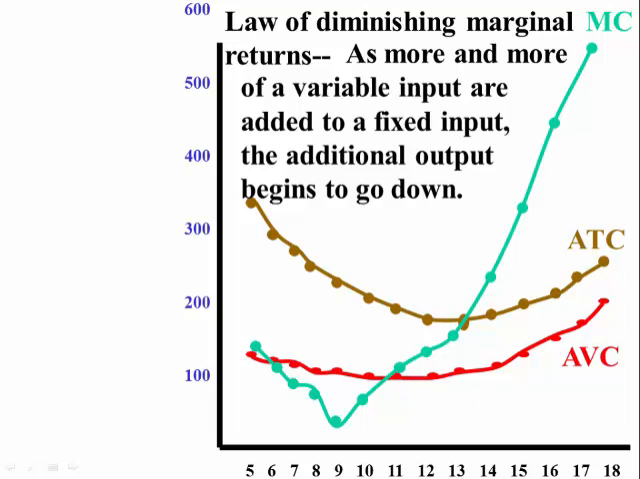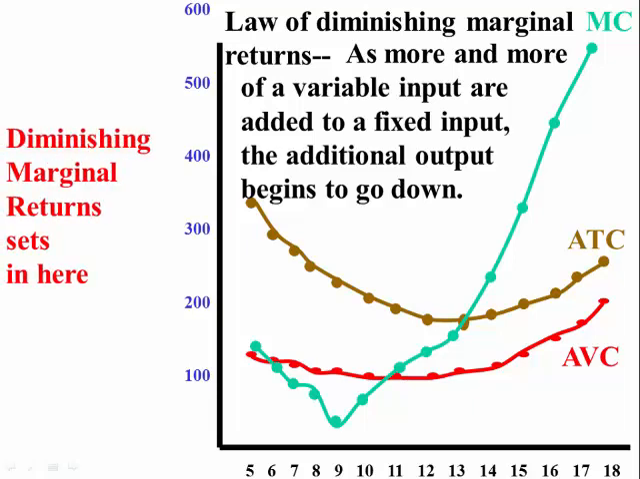On this graph, I'm going to point out where the law of diminishing marginal returns sets in. Diminishing marginal returns sets in at the lowest point on the marginal cost curve. Anywhere beyond this point, the additional costs begin to rise because as you add more and more of a variable input, a wage worker, to a machine, the additional output begins to go down, which drives up the additional cost of production. This is the end of lecture 11 on the cost of production.